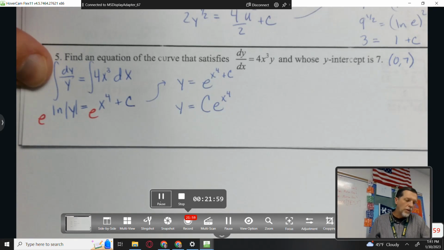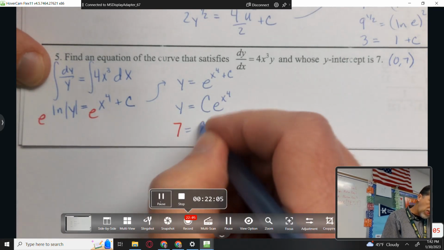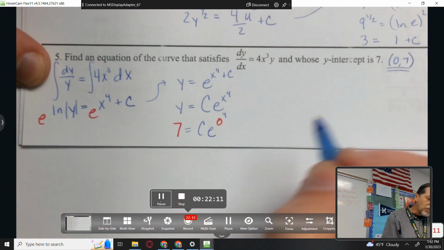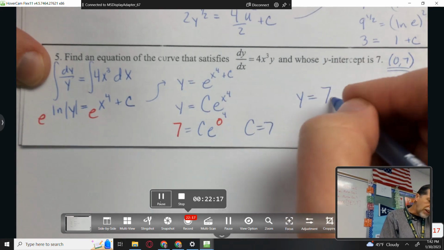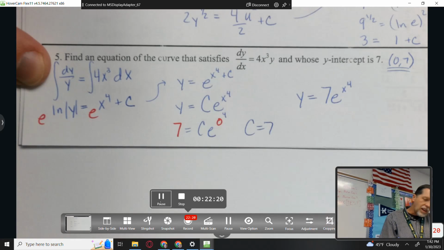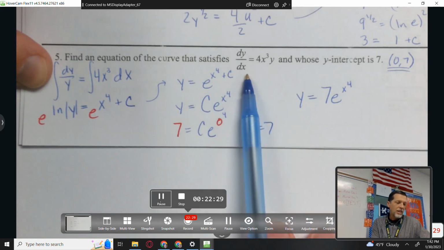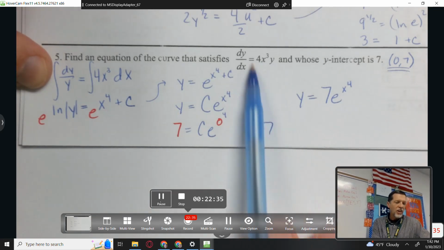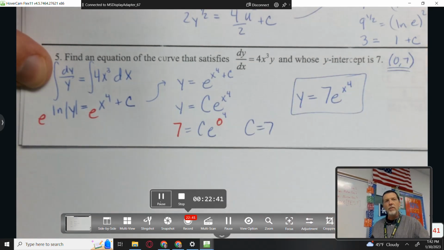And now we're home free. Now I can plug in 0, 7, 7 in for y, 0 in for x. And it's nice when they give you a 0 in there, because that makes finding c easy. So y equals 7e to the x to the 4th. That's another one that wouldn't be terrible to check, because dy dx would be pretty straightforward. In fact, the 4x cubed, that's the chain rule off of the x to the 4th. So it's not a full check, but I feel good about it anyway.